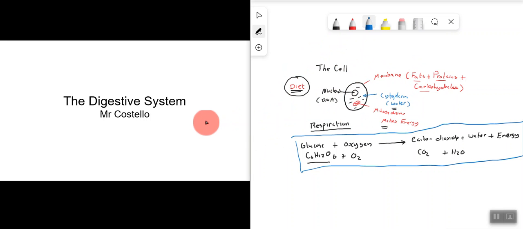And now we're going to look at the digestive system. The digestive system is all the parts that enable us to extract things like fats and proteins and carbohydrates, and also vitamins and minerals from our diet. Okay, so that's what our digestive system is set up to do.